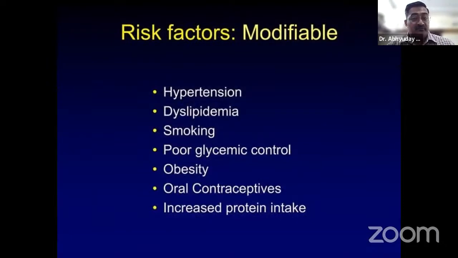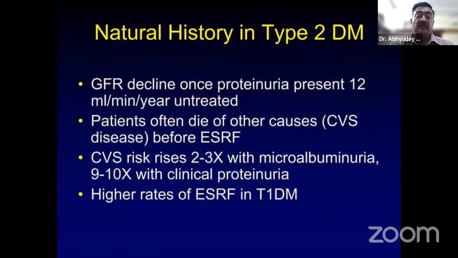Modifiable, where we can help our patients, are hypertension control, lipid control, smoking cessation, good glycemic control, reduction in obesity, less use of oral contraceptives, and reduced protein intake. What is the natural history? In our routine type 2 diabetic patients, sometimes we may miss the hyperfiltration state, but if we see a hyperfiltration state or an increase in kidney size, we should get our antennas up and start at least taking care of these modifiable risk factors.